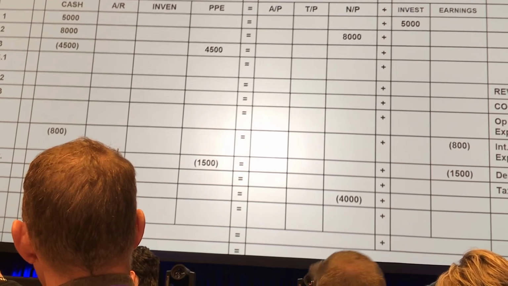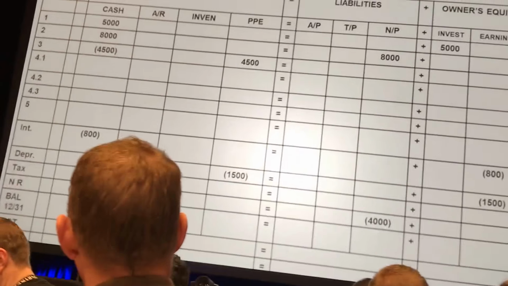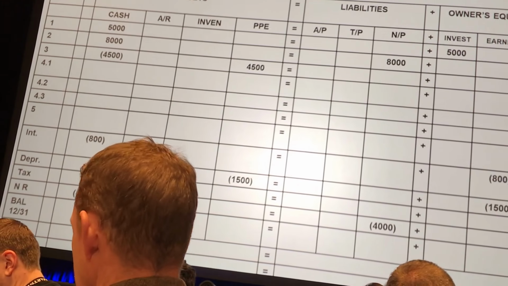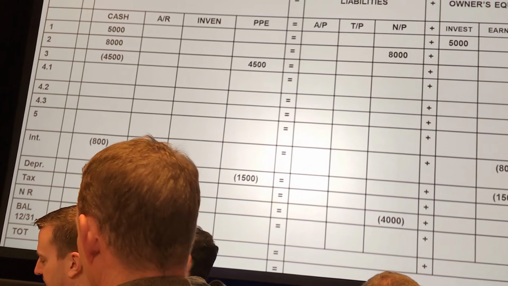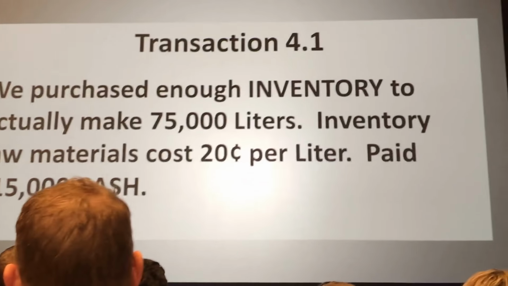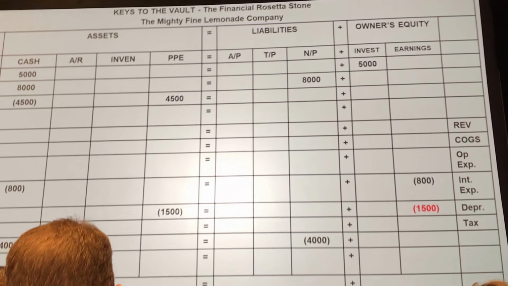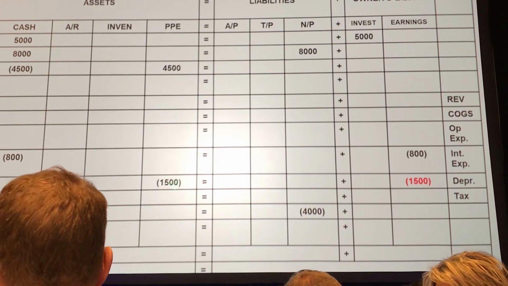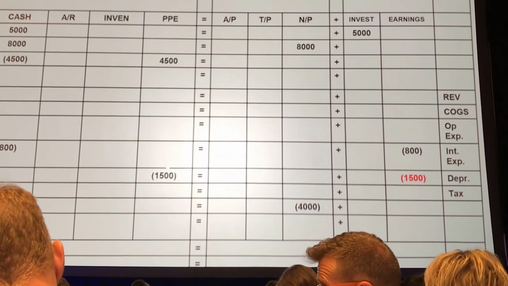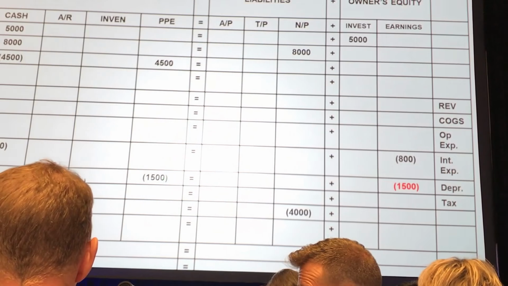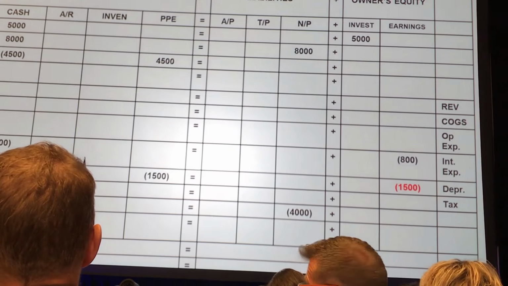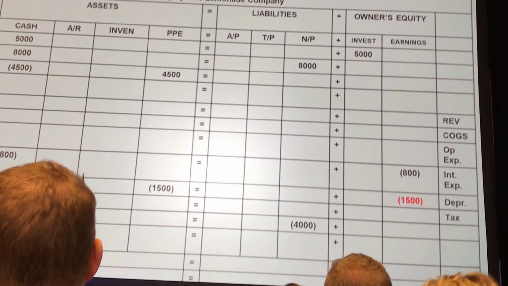How can I help? Question. What threw me off was the depreciation. It says that it's over the 3 years. What made sense is that it would be $500, $1,500 divided by 3 over the course of 3 years. All right, so good point.